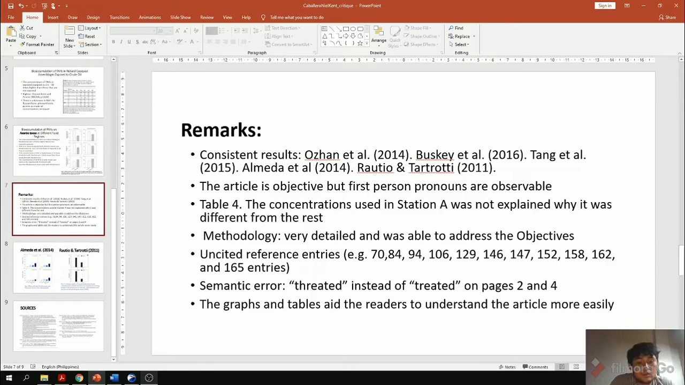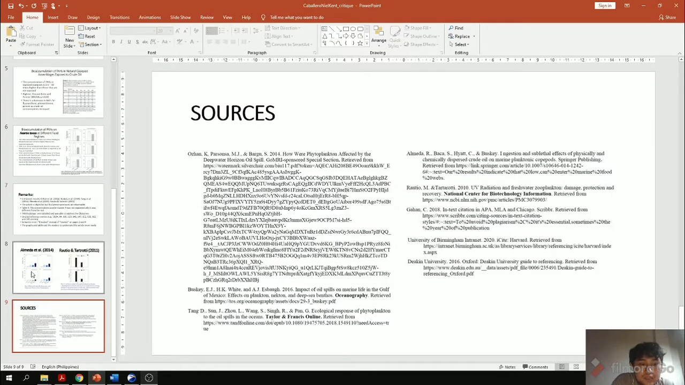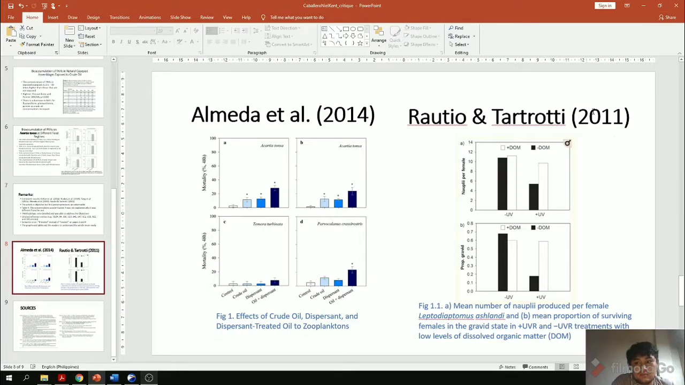The graphs and tables also aid the readers to understand the article more easily. And aside from these minor remarks that I have, the article is nonetheless very informative and could actually help the future scientists or the researchers and the whole academe at large. And that would be all. So I'm going to end.